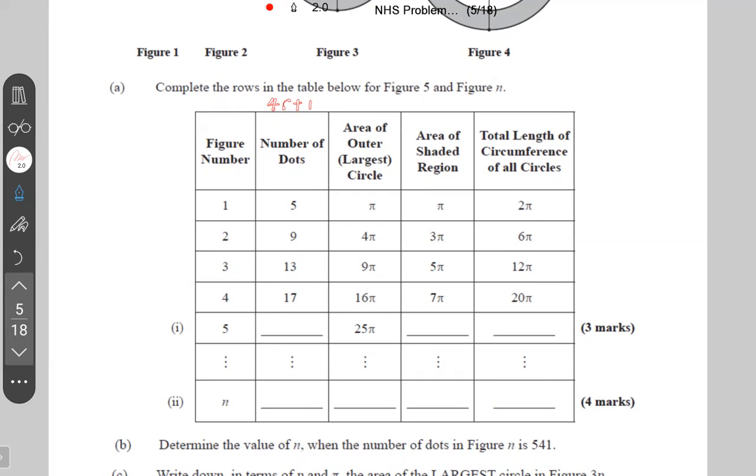Area of the largest circle. This is r squared pi, or pi r squared. That's the pattern of it. This is a constant difference of what? 2. So this is 2r minus 1 pi.